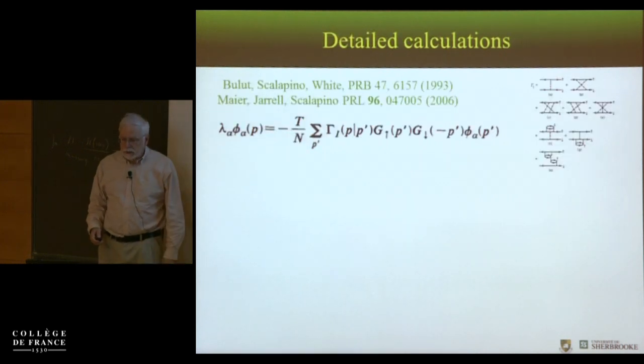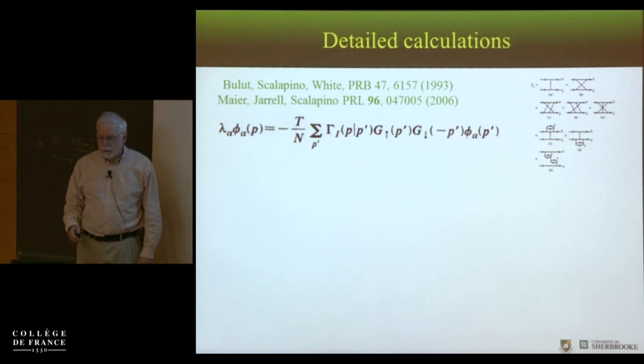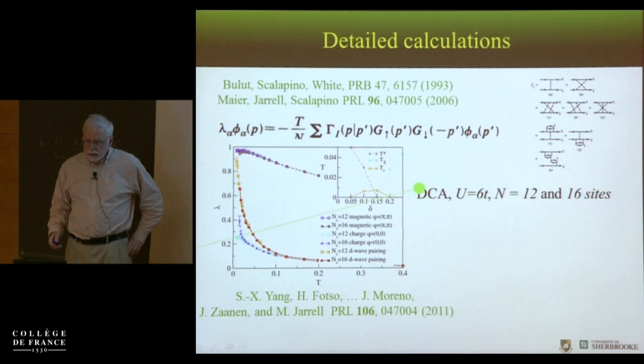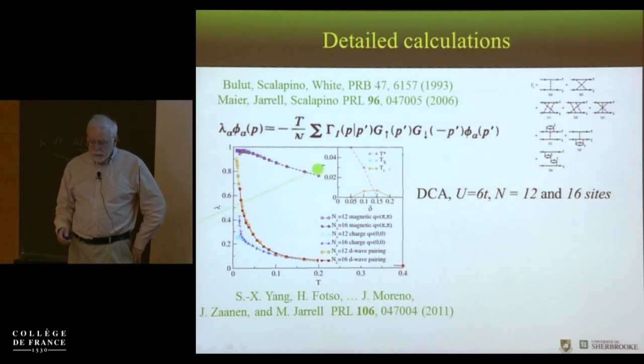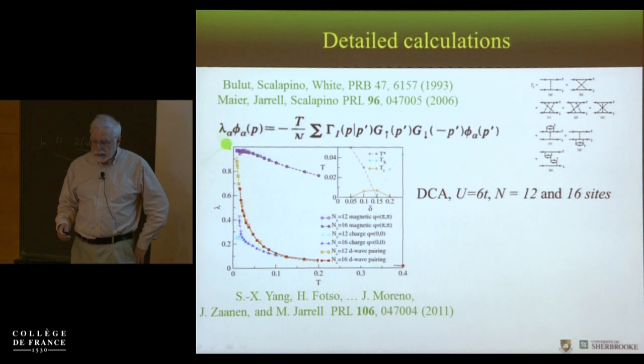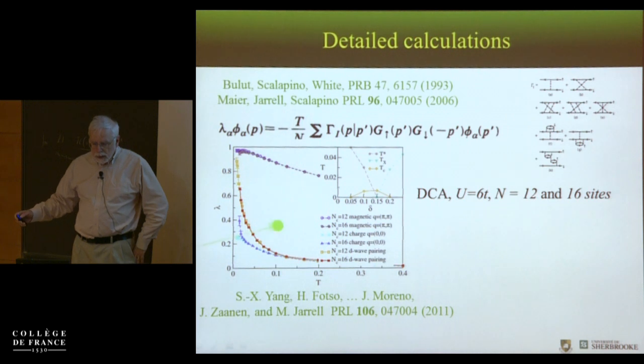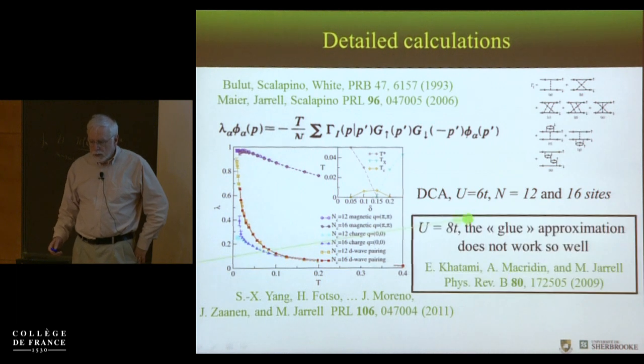There were detailed calculations more than 20 years ago by the group of Scalapino, where you can compute the Tc from an eigenvalue equation, and lambda equals 1 corresponds to Tc. And the most recent calculation, in 2011 by Jarrell's group, shows that for 16-site clusters indeed you want to have an eigenvalue, that's the red curve that is going to 1. But then when they look at U equals 8, this sort of glue approximation does not work very well.